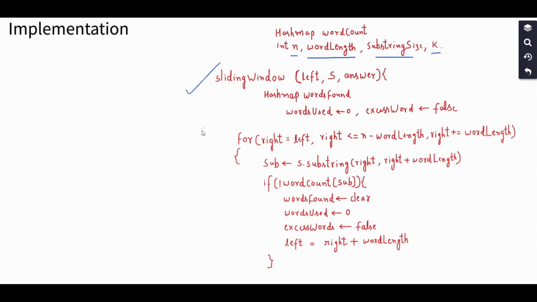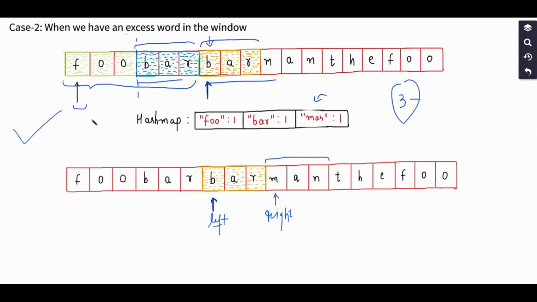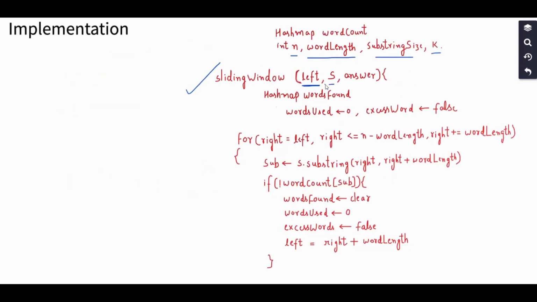This is the sliding window function which we would be calling for the indices, and left is the starting index. Initially we call it at index number 0, then s is the parent string, while answer represents the answer array where we would be pushing the valid indices.